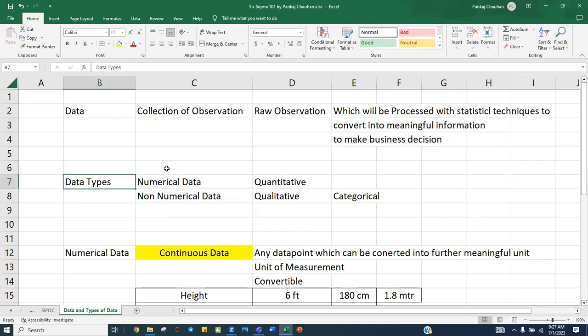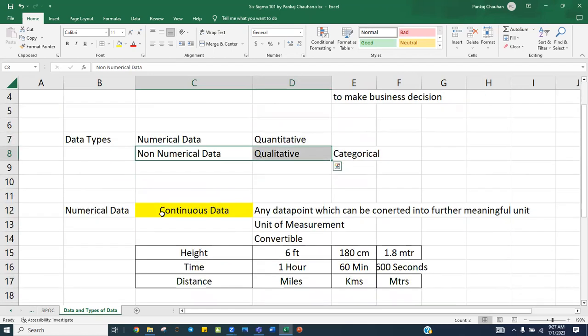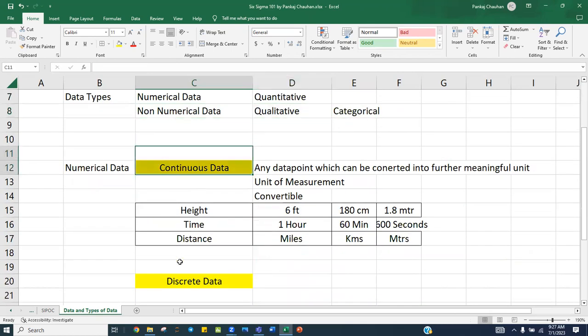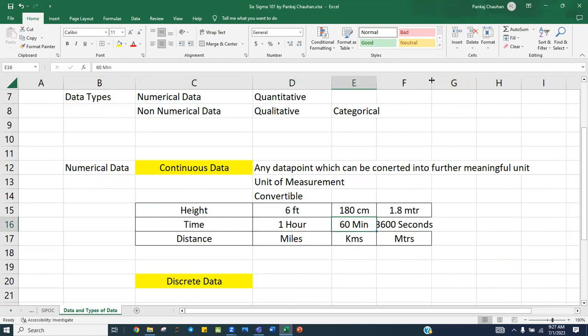Data type is mainly two: either you are dealing with numbers or you are dealing with text. Numerical data is also called quantitative data. Text, a non-numerical data, is called qualitative data. Numerical data can be further classified into continuous or discrete category. Continuous is any data point which can be broken down or converted into meaningful units, like height. Current height is 6 feet, which can be 180 centimeters, 1.8 meters. The time I have, 1 hour, can be 60 minutes or 3600 seconds as well. Or the distance can be in miles, kilometers or meters.